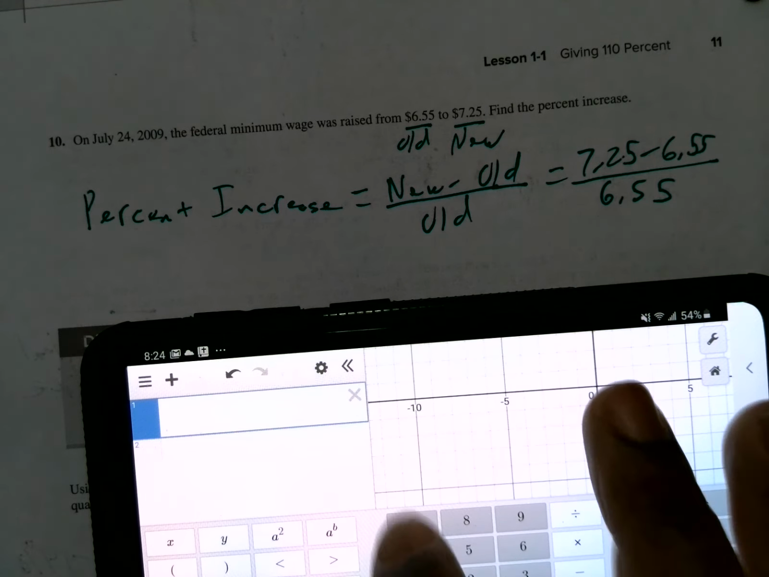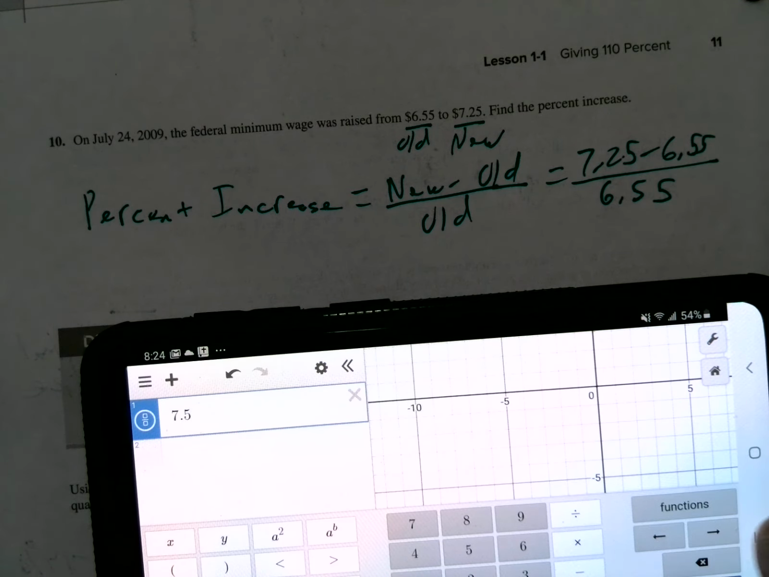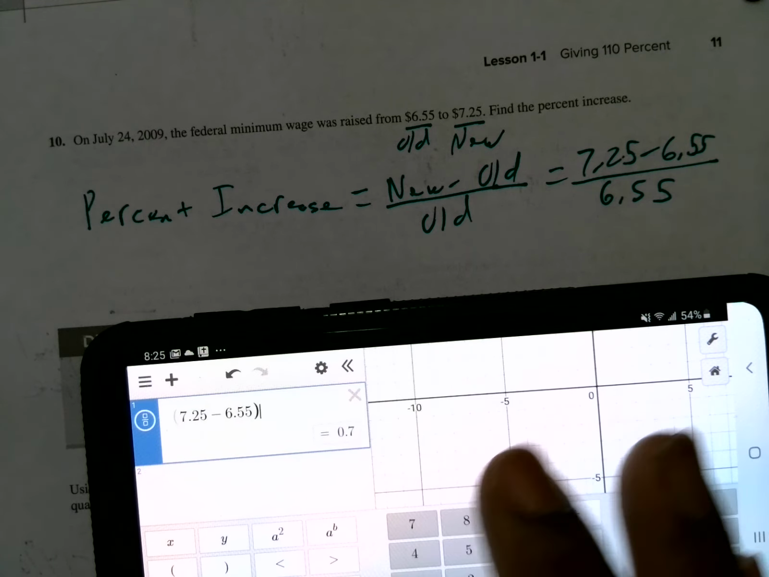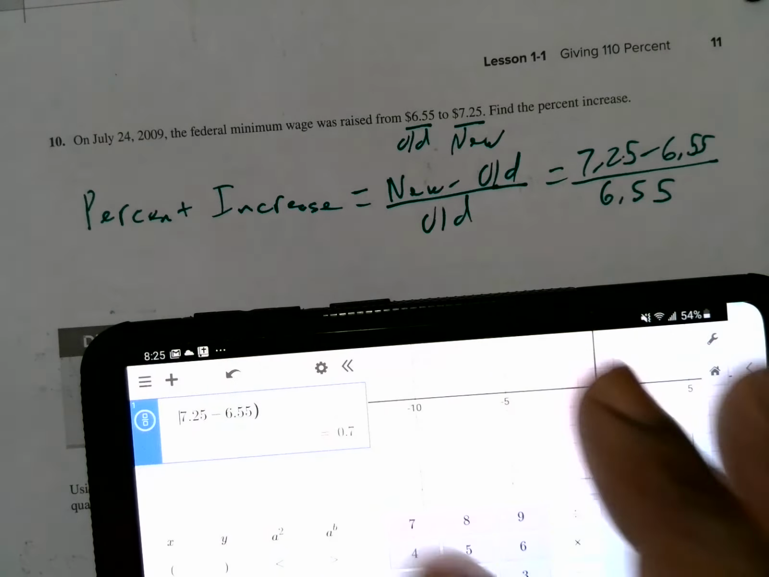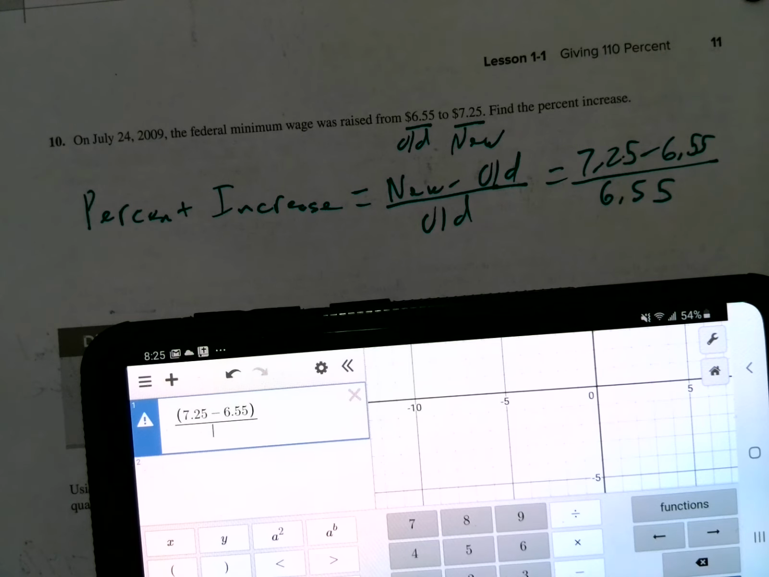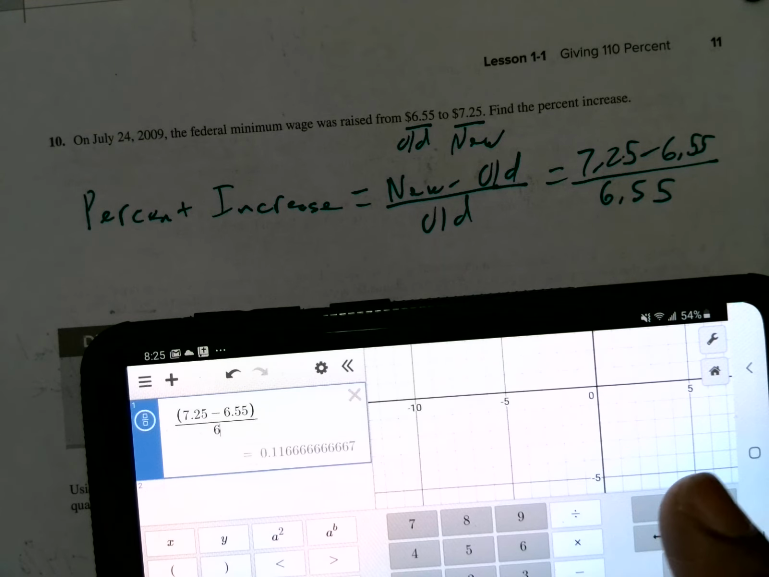so we'll have 7.25 minus 6.55 divided by, well, if you notice here, it did the division incorrectly, so I have to take that off. Okay, so it gave us 0.7. All right, so now let me go back here and put this parenthesis here. So then I could do divided by, and it would give us the proper division. So it'd be 6.55. So now we'll round this.